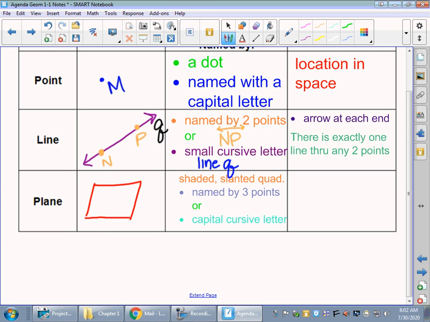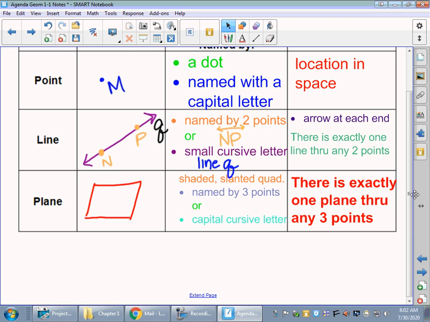as a shaded, I'm not going to shade it because it gets messy. The book will always shade it. A slanted quadrilateral, a four-sided figure. On that quadrilateral, I'm going to put this over here. There's exactly one plane through any 3 points. So typically we're going to see 3 or more points on any plane.